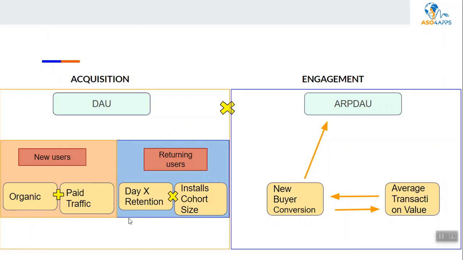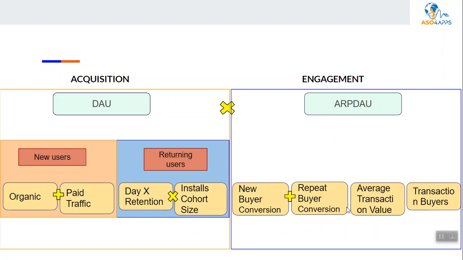We add here as an acquisition value returning users with the corresponding user cohorts on the acquisition level and on the revenue level, of course. Additionally, we need to include the repeat buyer conversion next to the new buyer conversion, as we are including returning users, and also the number of buyers next to the average transaction value.